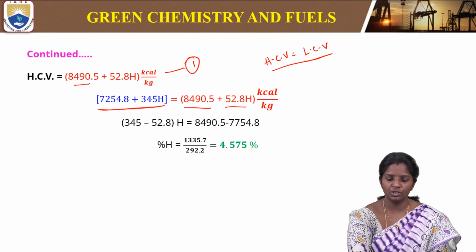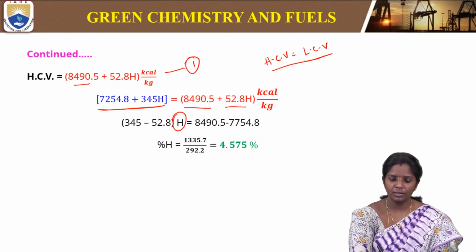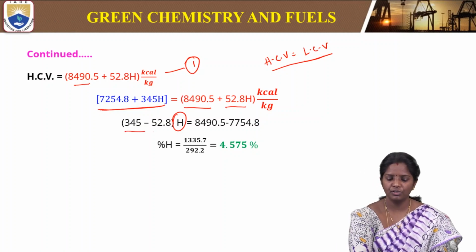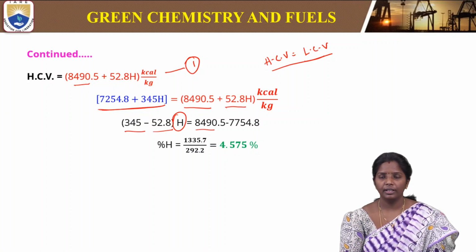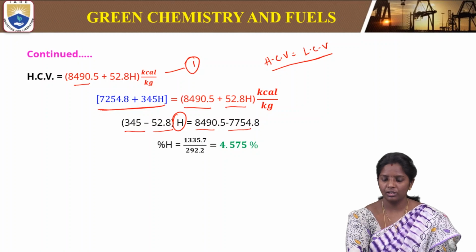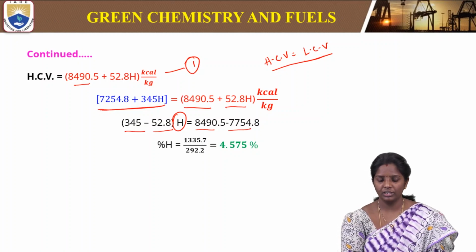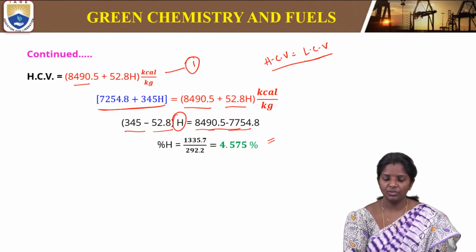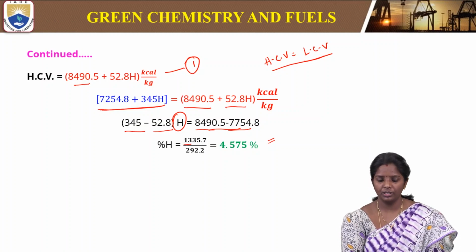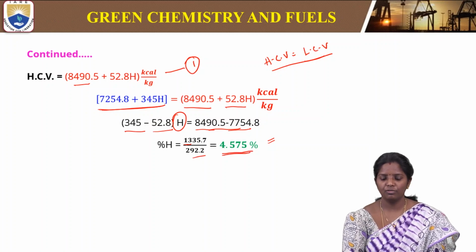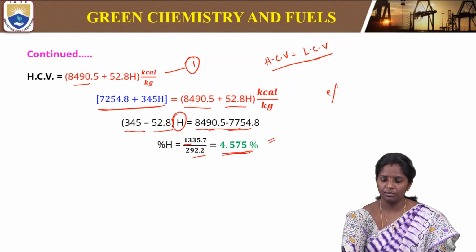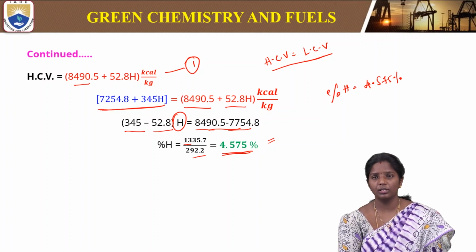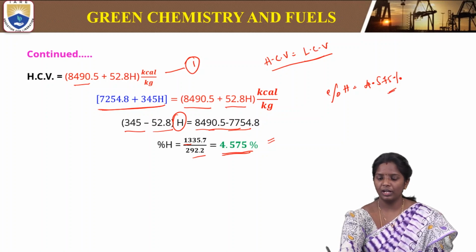From this we take the hydrogen common. Take out the common and now subtract 345 minus 52.8, and this is equal to 8490.5 minus 7754.8. Now we get the percentage of hydrogen by dividing both the values. After subtraction we get 1335.7 by 292.2, which gives 4.575%. So the hydrogen percent is 4.575%, because we have substituted the percentage values only, so we get the percentage value directly.